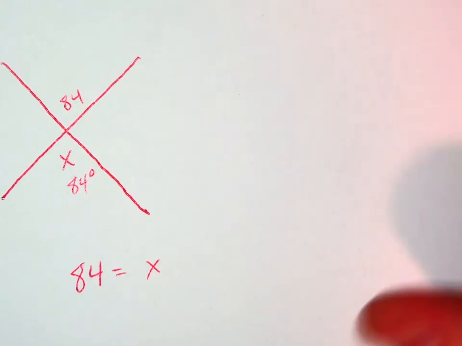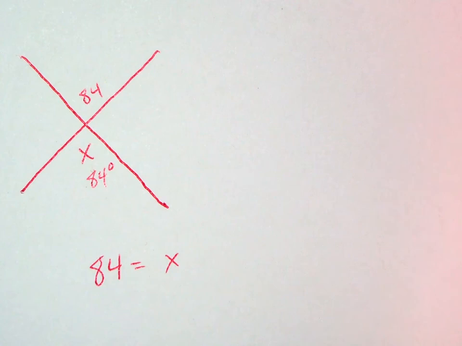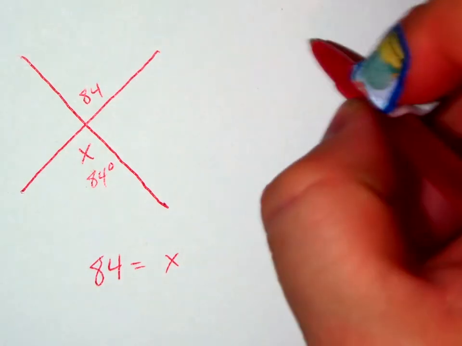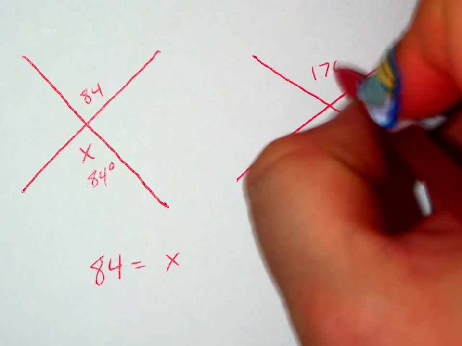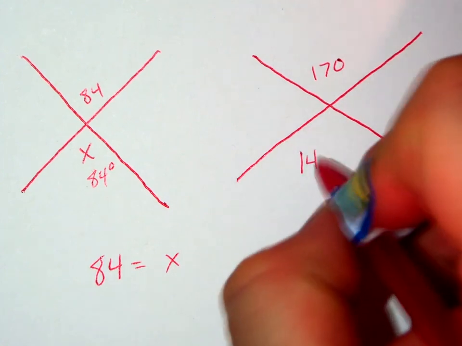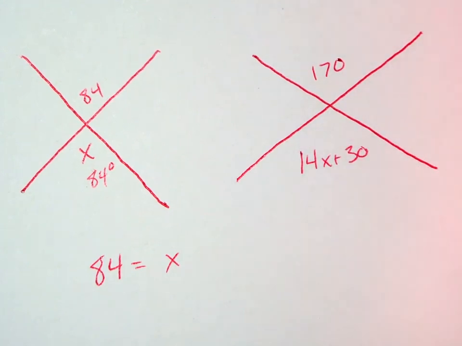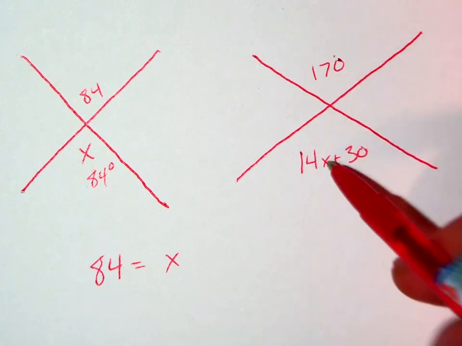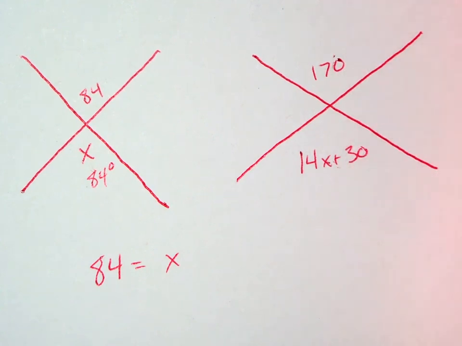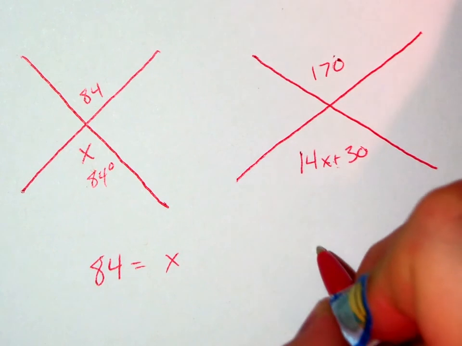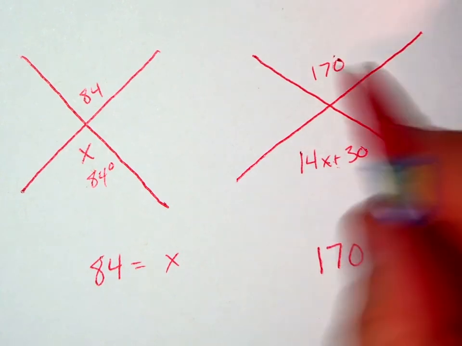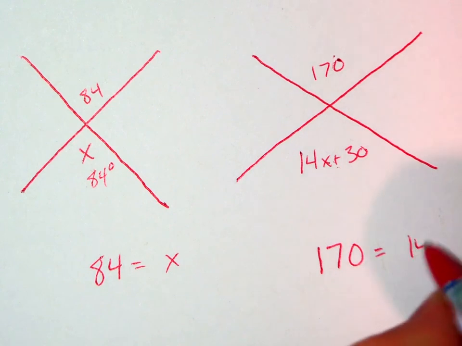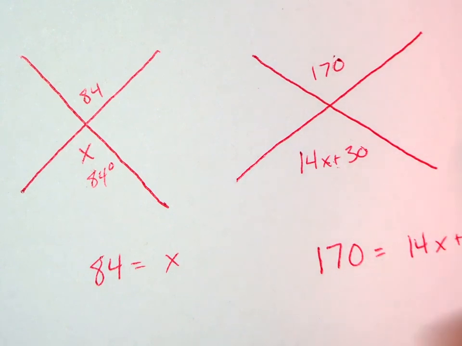The same is true when the problem starts to get a little bit more complicated. In other words, it has a longer expression. So the problem that you are given as a sample on your worksheet was 170 degrees is equal to 14x plus 30. And again, since we know that vertical angles are always congruent, these two angles are equal to one another. So I can write an equation in which I set them equal to each other. 170 is equal to 14x plus 30.